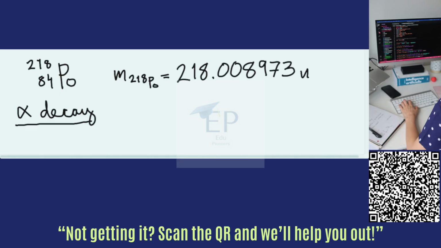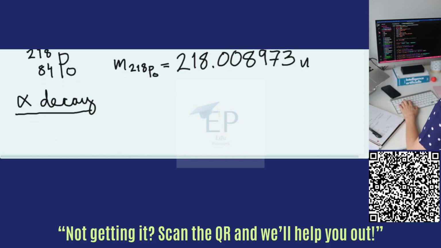In this problem, we are asked to find the maximum kinetic energy in the decay of polonium, first from the alpha decay process and next the beta negative decay process. For an alpha decay, let's write out the reaction.